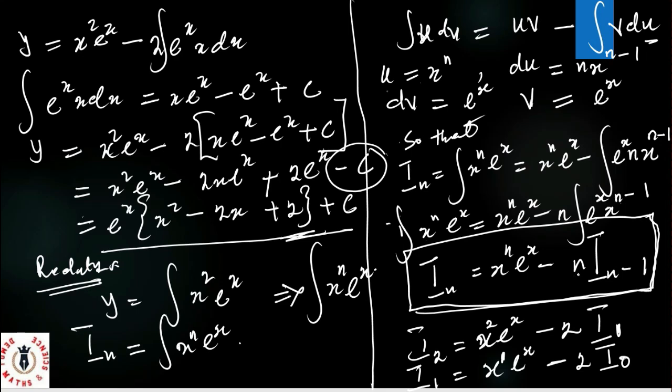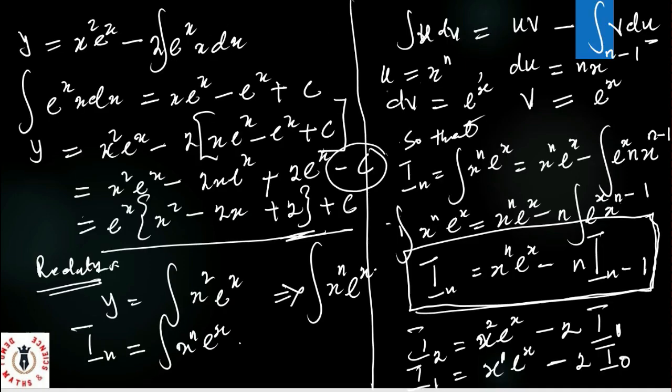Now at this stage of I naught, we can now define I naught. I naught will now come up with e raised to power x x raised to power 0 minus, here we have n, which is naught, that's minus 0 into I of n minus 1, that becomes minus 1. But obviously with the 0 multiplying, this becomes 0. So that my I naught will be the same thing as e raised to power x. Remember, x raised to power 0 is equal to 1.